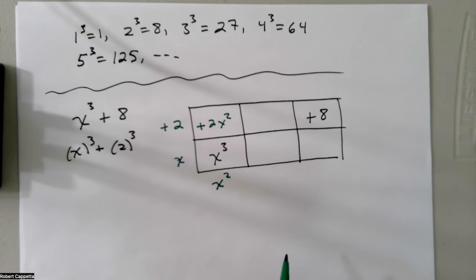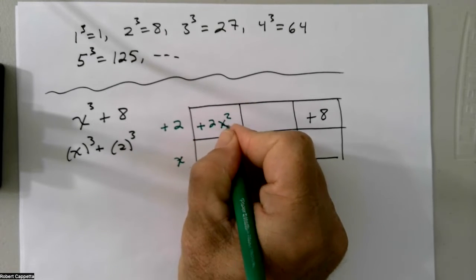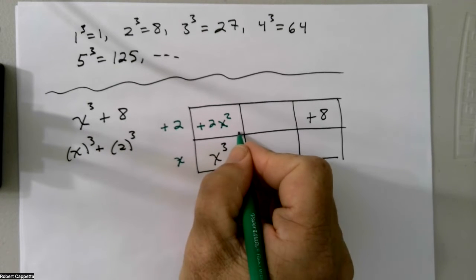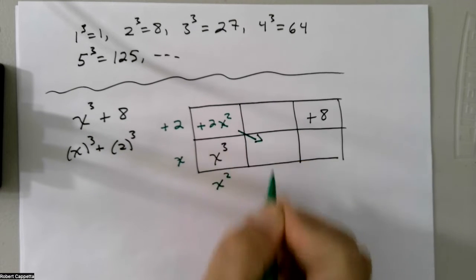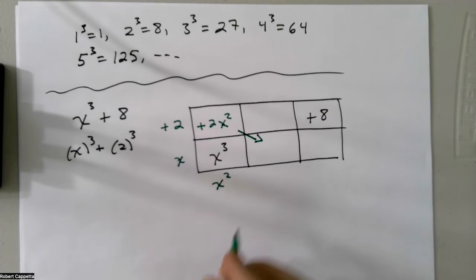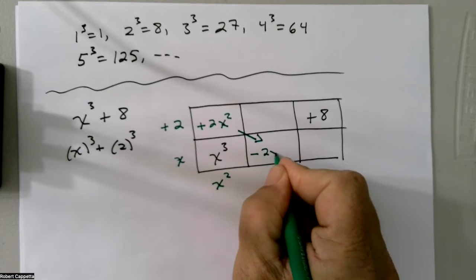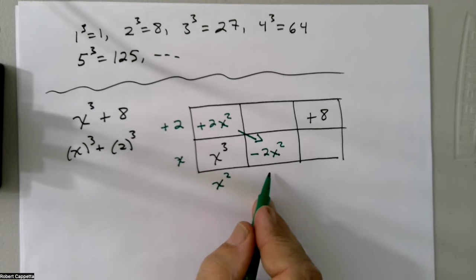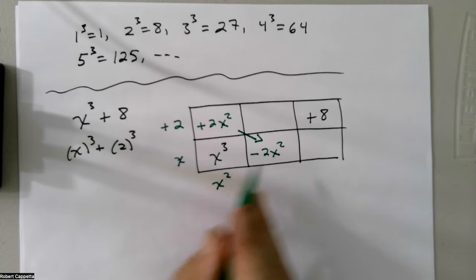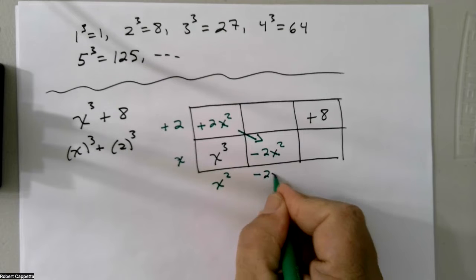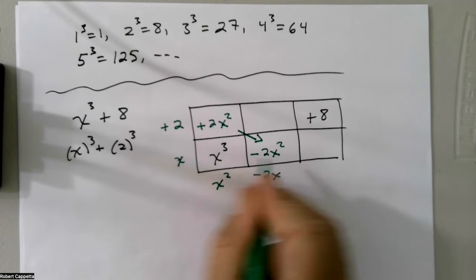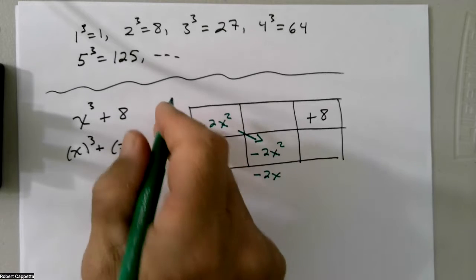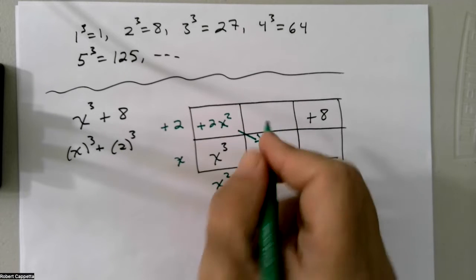And here's where this strategy gets interesting. I need all the x squareds to go away. You'll notice I'm only allowed to have x cubed plus 8. So this positive 2x squared has to disappear. If that's going to turn into 0, I need negative 2x squared. Well, I have x times something is negative 2x squared. X times what? X times negative 2x equals negative 2x squared. Again, length times width equals area. Similarly here, positive 2 times negative 2x is negative 4x.